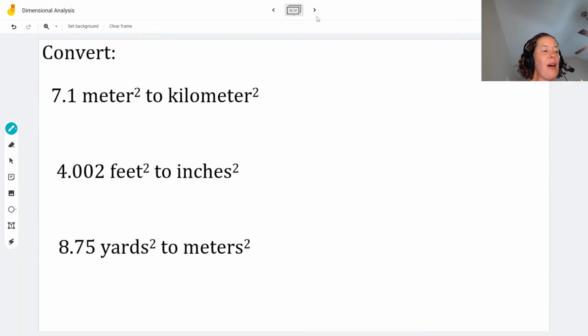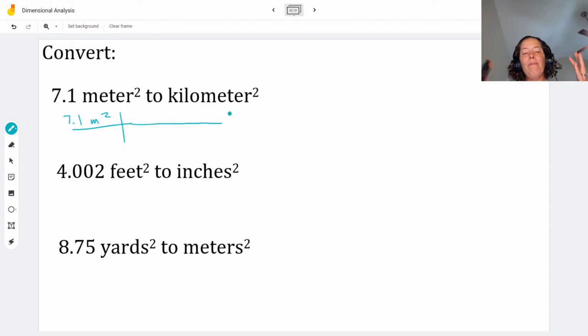All right, so now we're going to deal with areas, just because then we have units that are to a power, in this case specifically units that are squared. So how do you handle converting between units that are squared? This is what we're going to deal with right here. So we're first, again, starting simple. We're just going from meters squared to kilometers squared, and I'm going to show you how this works. So we have 7.1 meters squared.